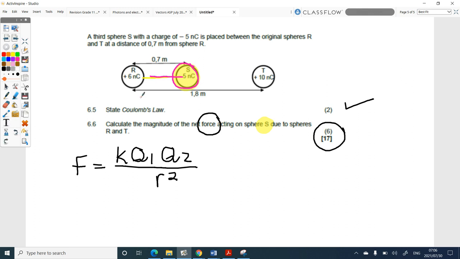Now, there are two forces acting on S. It's this one, which is F between R and S. That's why this question is 6 marks worth. But then there's another force here between S and T. So we can call that FST. So now there's a force between them. Which way will this green force pull S?